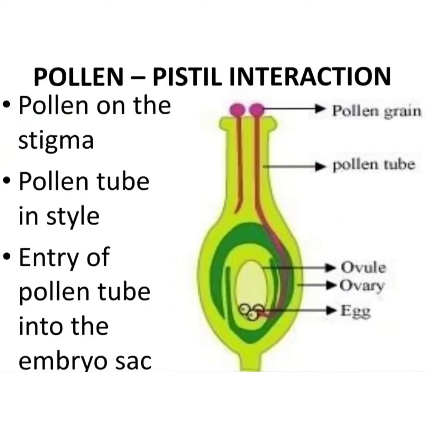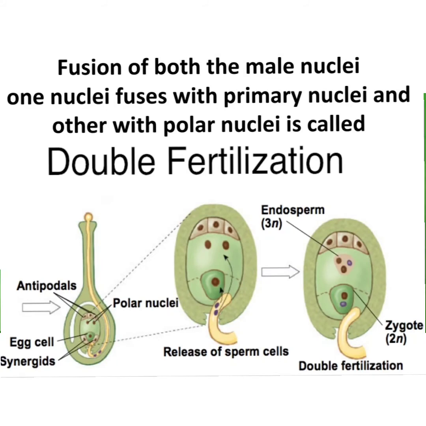Now, what is this pollen-pistil interaction? When the pollen, by pollination, falls on the stigma, there occur some reactions by which the pollen grain grows a pollen tube in the style. And one of the pollen tubes enters into the embryo sac. Fusion of both the male nuclei occurs, which is called double fertilization. One nucleus fuses with the primary nucleus of the ovule, whereas the other nucleus fuses with the secondary nucleus or the polar nuclei. This event is called double fertilization.